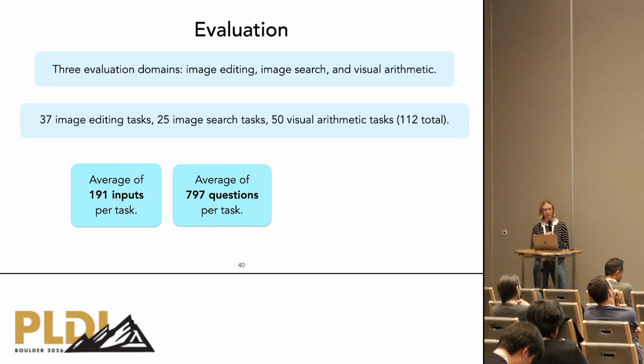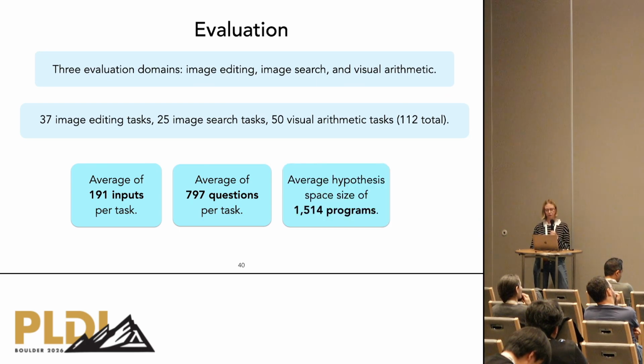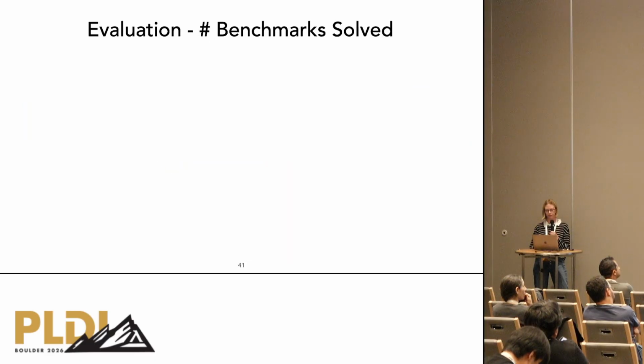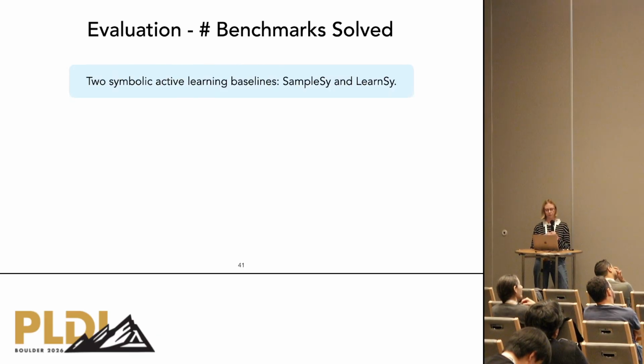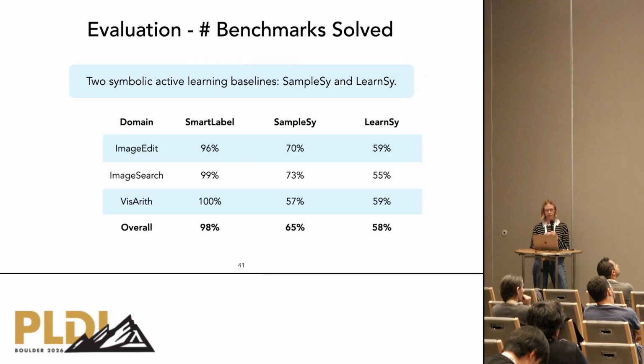To construct the initial hypothesis space, we sampled 2 input-output examples and performed synthesis up to a fixed AST depth. The resulting hypothesis spaces contained roughly 1,500 candidate programs on average. To evaluate the accuracy of SmartLabel, we compared it against 2 active learning baselines from prior work, SampleSci and LearnSci. Because these approaches do not model uncertainty, they may incorrectly prune the ground truth program from the hypothesis space. Across all benchmarks, SmartLabel achieves 98% accuracy compared to 65% for SampleSci and 58% for LearnSci.